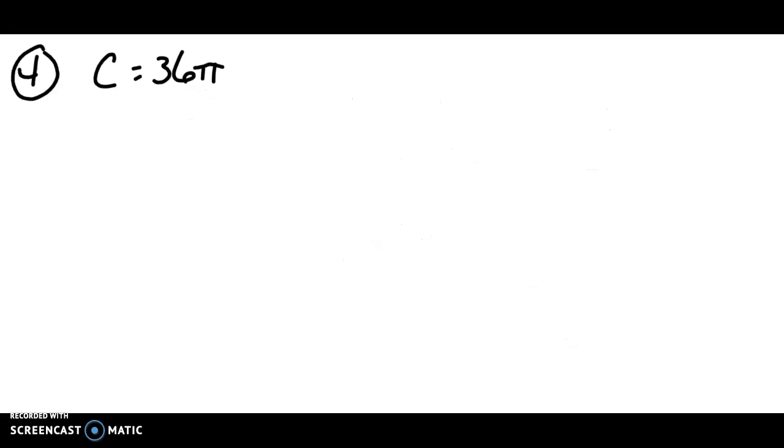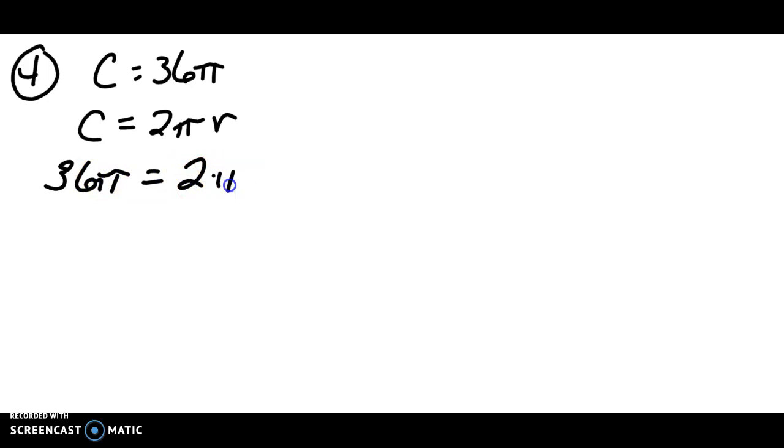Number 4, this time we're given the circumference and asked to find the area. So again, both these formulas have radius in them, so that's what we're going to be looking for. So first I need to figure out the radius using the circumference. So I'm going to substitute 36 pi. Now we got to divide because we want to get r by itself, so I'm going to divide by 2 pi.